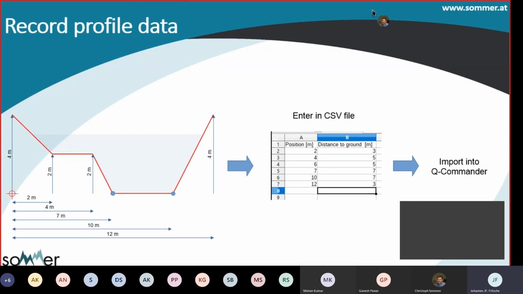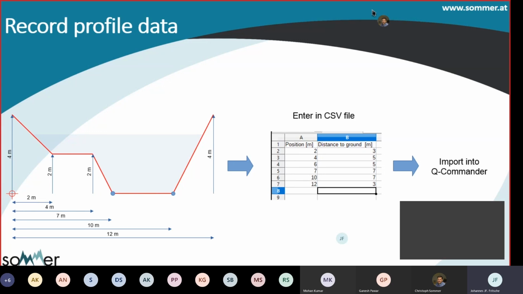Okay, and then if you have made that decision, so you have decided in which direction you want to set or install your instrument, whether it is downstream or upstream, so you know how to record your profile. You have all your equipment ready with you, and so you can start to record your profile.